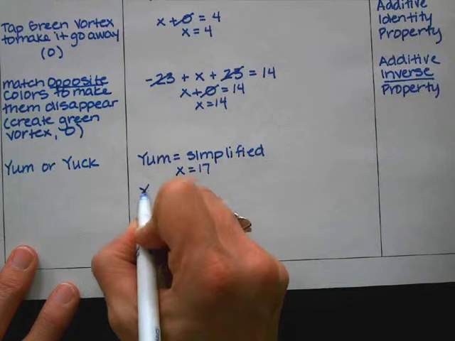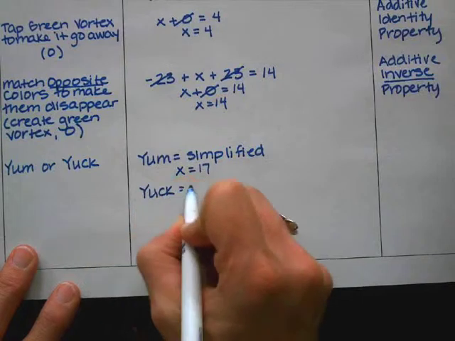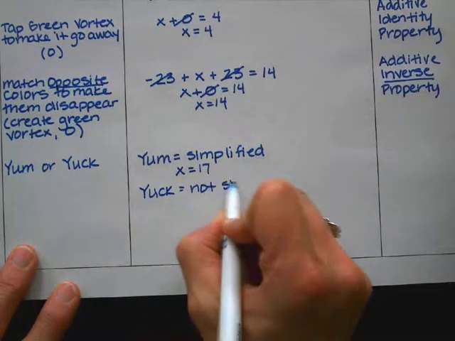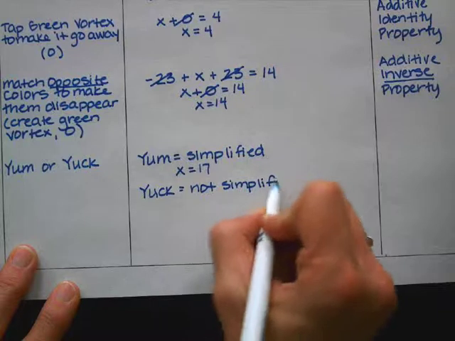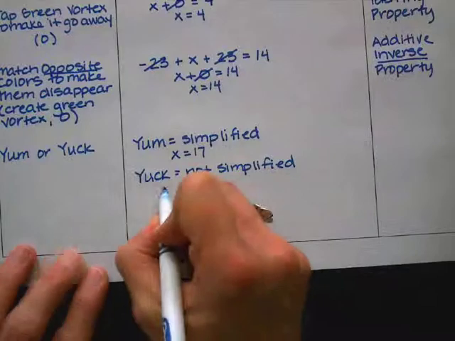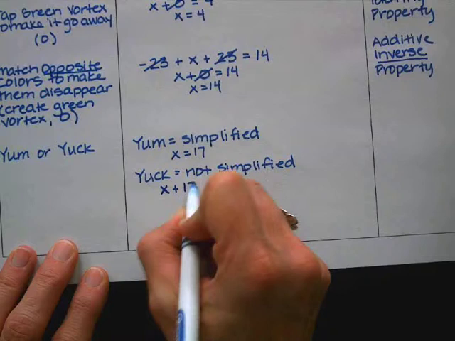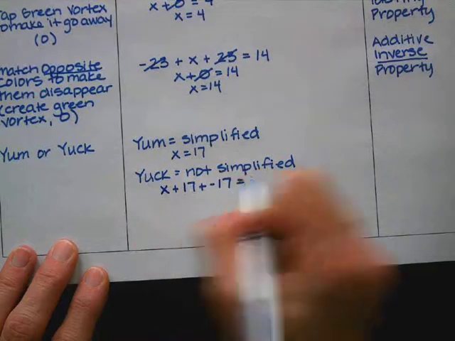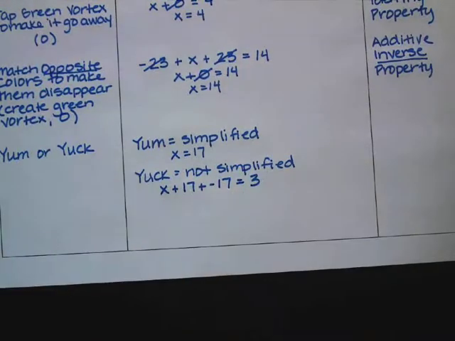Now, a yuck is basically not simplified. You probably forgot to do something. It's probably looking a little bit more confusing than your neighbor's. And you're probably going, wait a minute, theirs looks nicer, mine looks kind of messy. You just didn't simplify everything. It would be like this: x plus 17 plus a negative 17 equals 3. Yours is still looking pretty long, isn't it? What do you think your neighbor did?